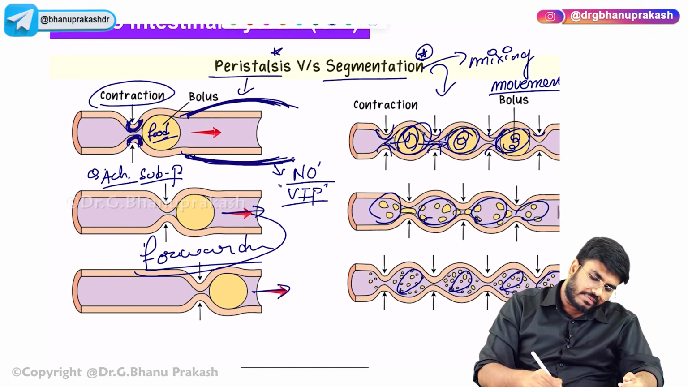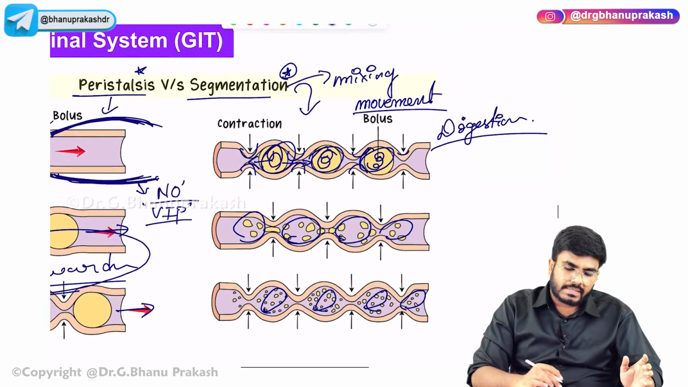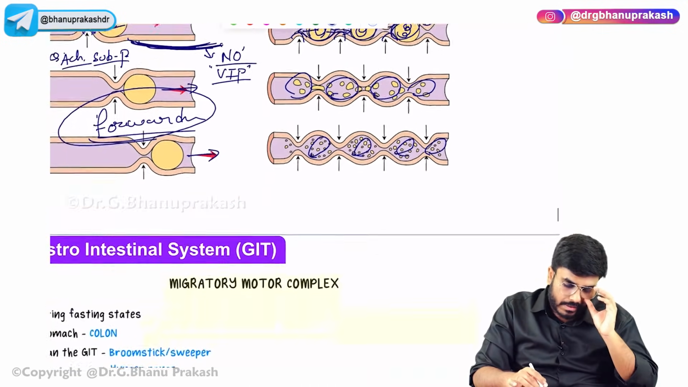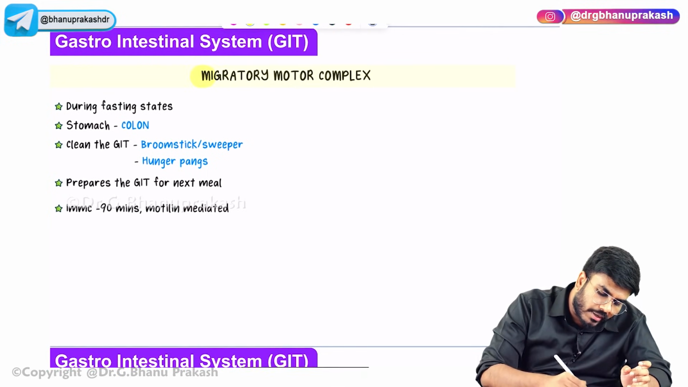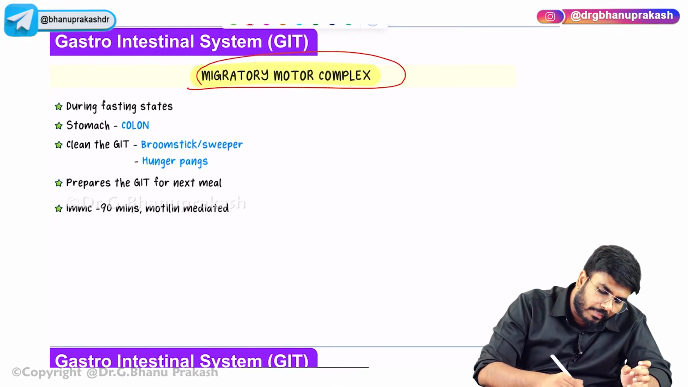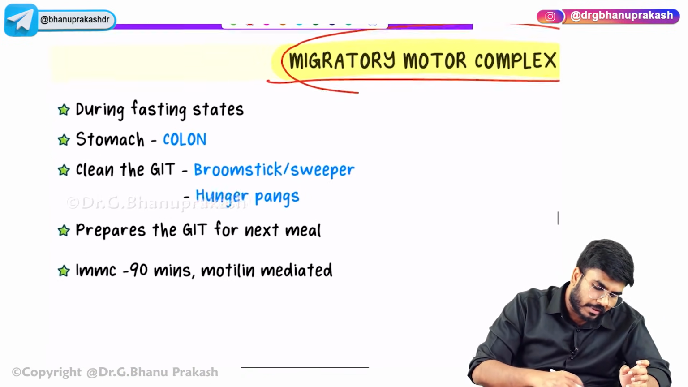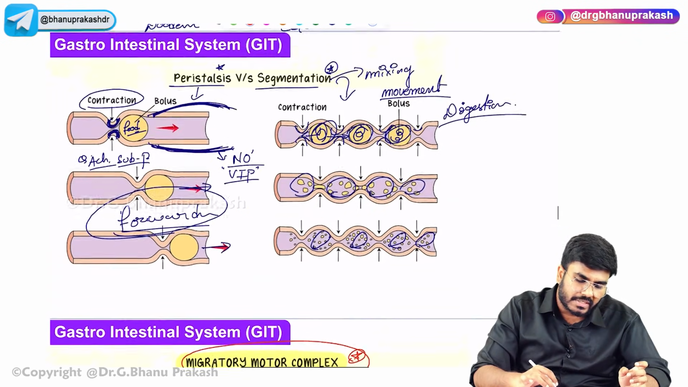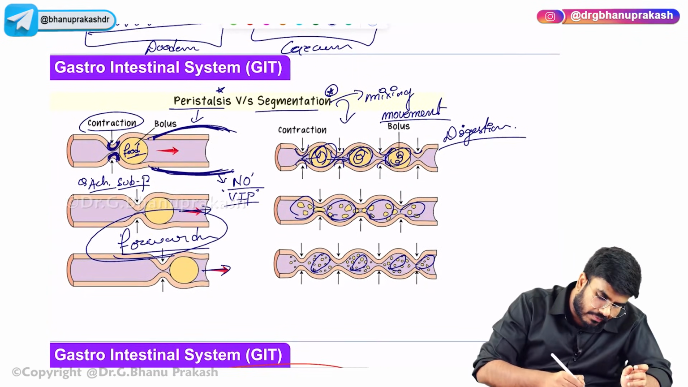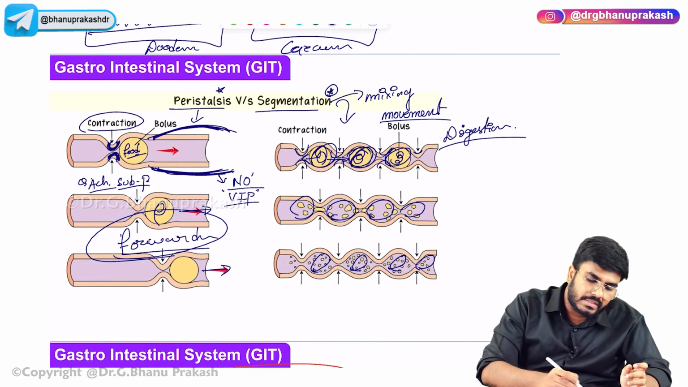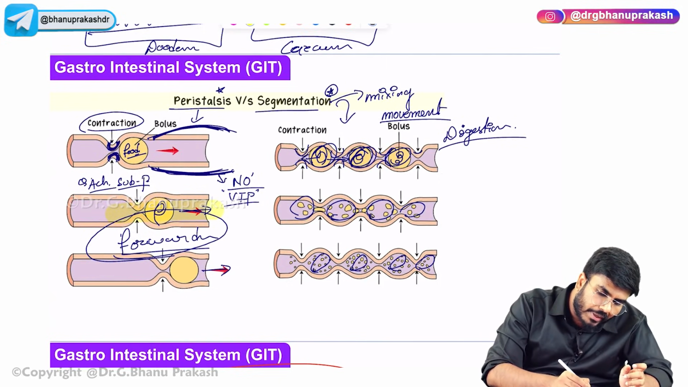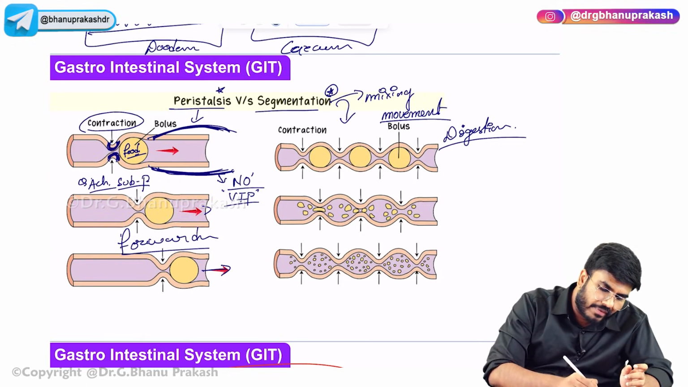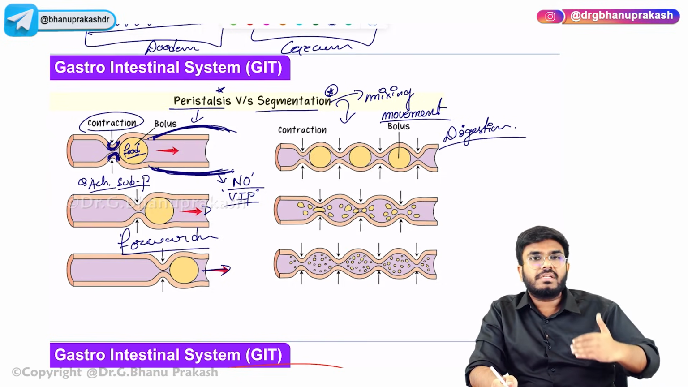This peristalsis is for propulsion, forward movement, and segmentation is for digestion. Okay, now after this, let me discuss a few more important points about the migratory motor complex. What is this migratory motor complex? See, I have told you about segmentation and peristalsis. When segmentation and peristalsis are happening, food is there. They all happen during the fed state.